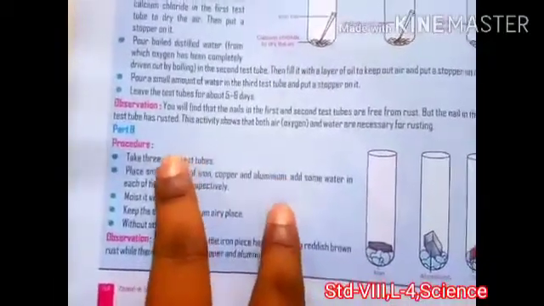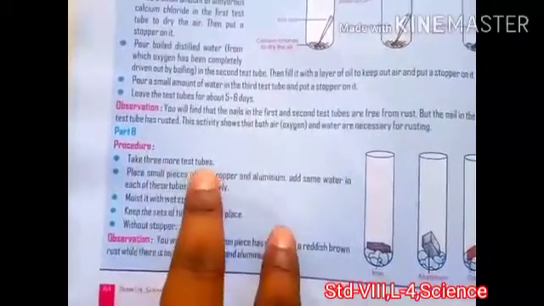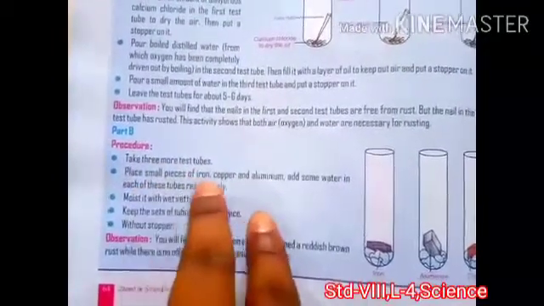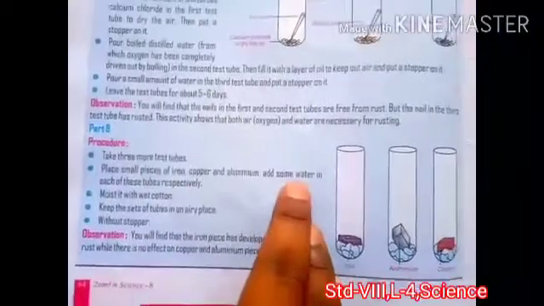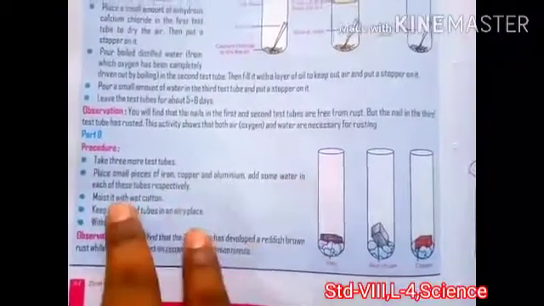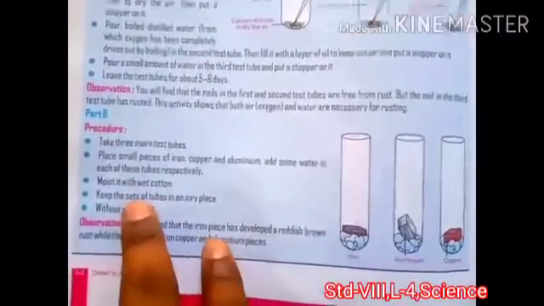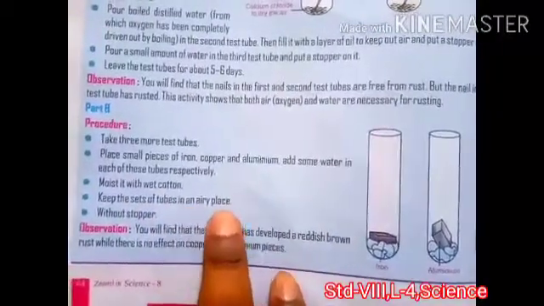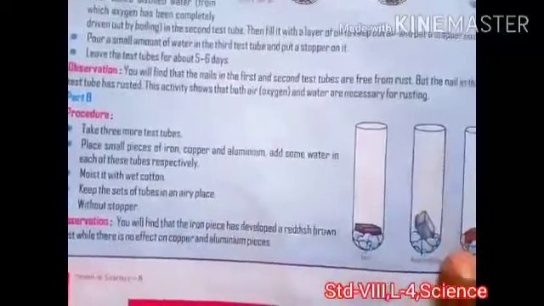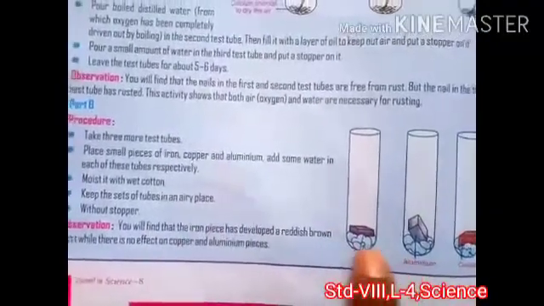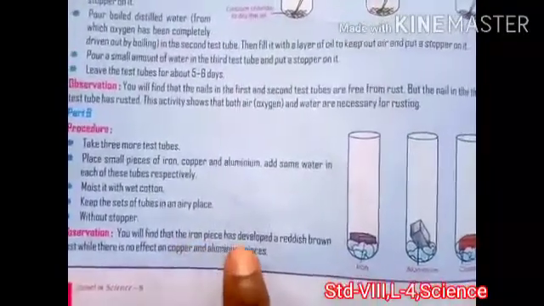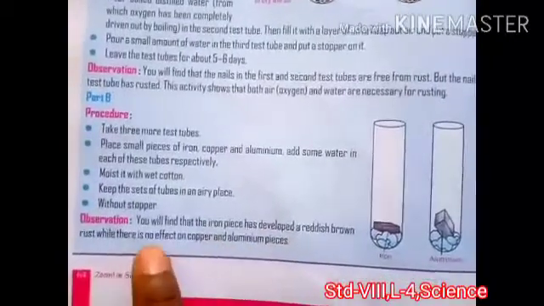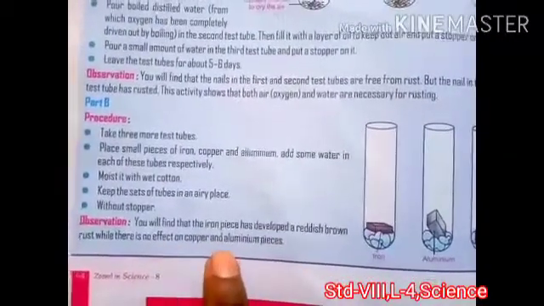In the next one, part B, take three more test tubes, place a small piece of iron, copper and aluminium, and add water in each of the test tubes respectively. Moisten it with wet cotton. Keep the set of tubes in an airy place without a stopper. You will find that the iron piece has developed a reddish brown rust, while there is no effect on the copper and aluminium.